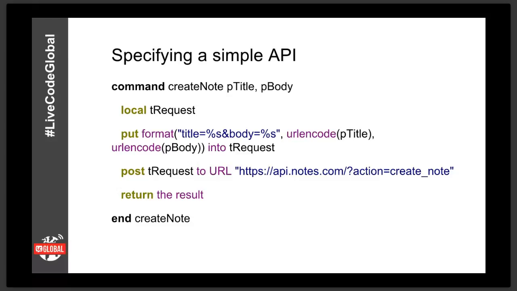So now we post title equals our new title, body equals our new body, to api.notes.com, and this time the action is create note. The server will see that the action is create note. It will create a new note in our database and return if that succeeded or failed. So that's a very simple web API that we can implement on our server side.